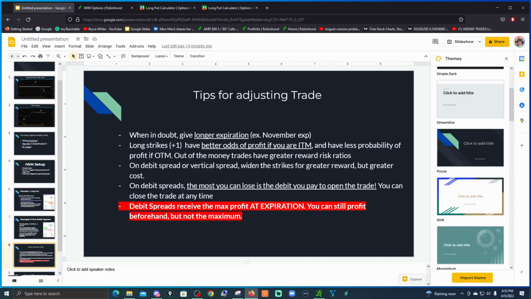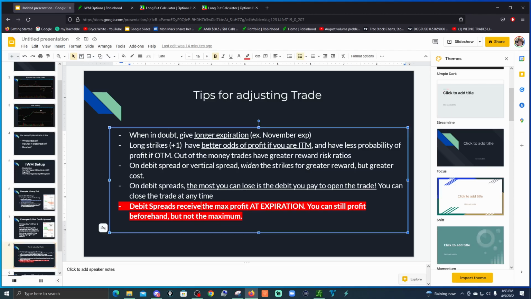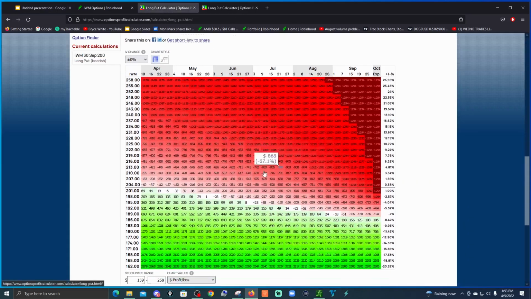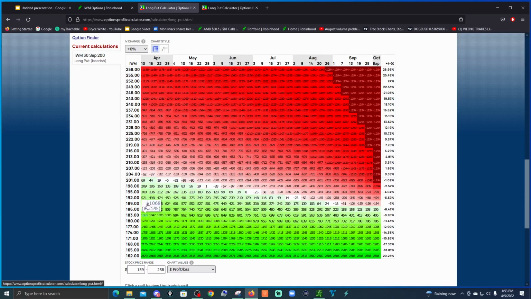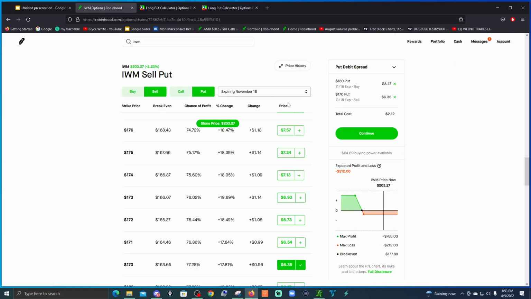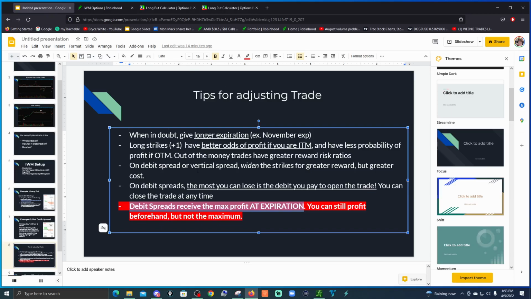What's super cool about this is you can exit at any time, you can exit the next day, you can exit before expiration, but what's really critical to remember is that the debit spreads receive the max profit at expiration versus when you're doing a put. For example, look at the long put, you kind of want to get out right away. The sooner, the better. But with a vertical, you generally have to wait until that expiration date for the stock price to give you that maximum profit.